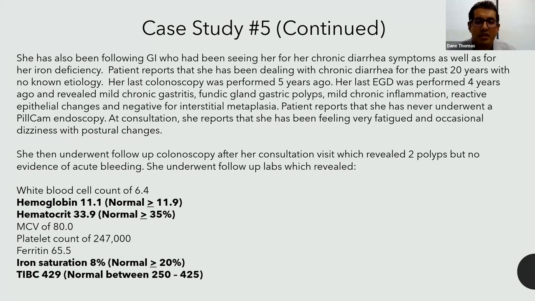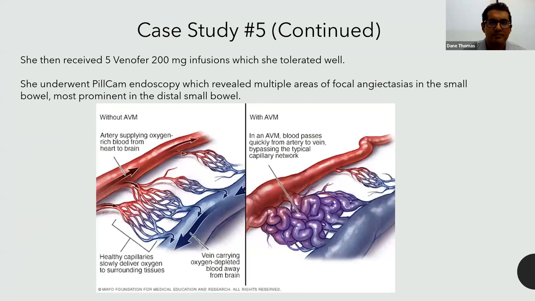acute bleeding. She underwent follow-up labs at our office, which revealed continued anemia with a hemoglobin of 11.1 and a hematocrit of 33.9. But now her iron saturation is down at 8% with an elevated TIBC of 429. She then received 5 Venofer 200 milligram infusions, which she tolerated very well without any issues. She then followed with her GI physician and underwent a pill endoscopy, which revealed multiple areas of focal angiectasias in the small bowel, most prominent in the distal small bowel.